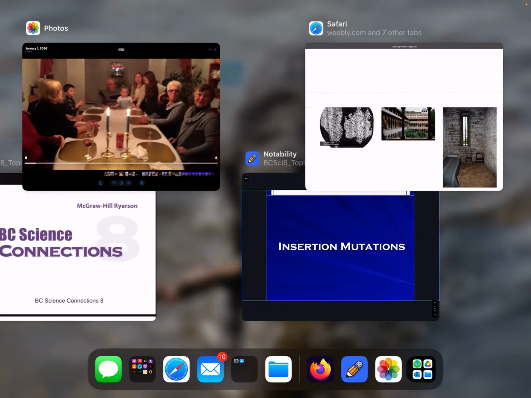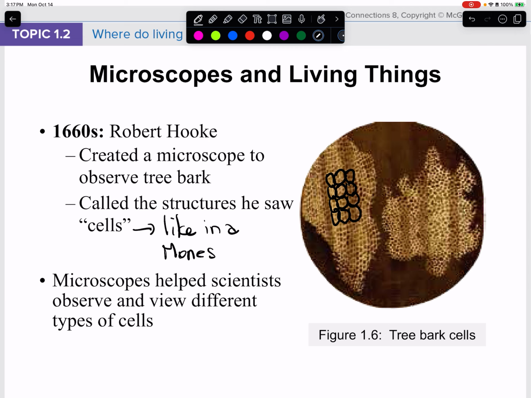Like in a monastery. And the name stuck. It's been the name ever since. Cool. So the microscopes he was looking at, actually that warrants an investigation. By the way, remember Hooke is spelled with an E. Everybody forgets that. Let's go back here for a second.